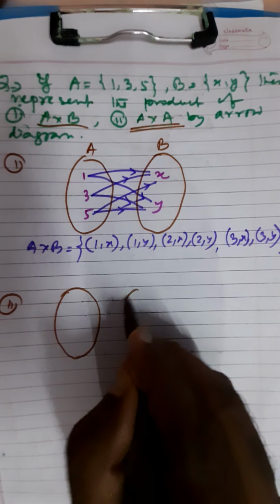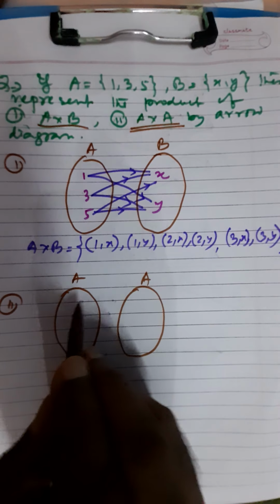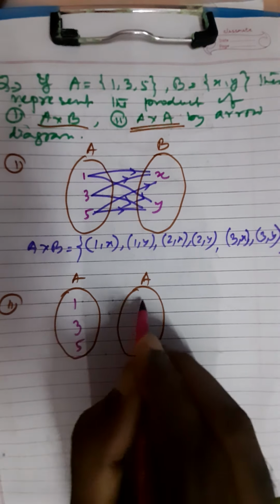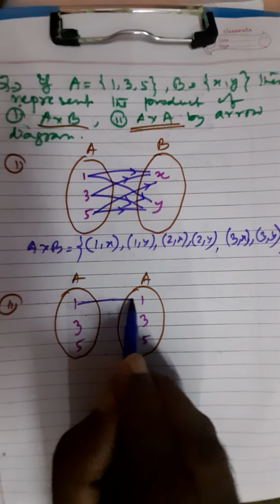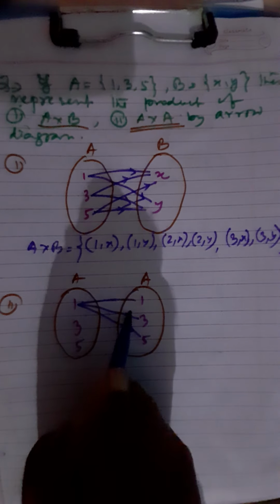This is A. This is also A. What are the elements of A? 1, 3, 5. Also 1, 3, 5. So A cross A, what will we write? 1 is associated with 1, 1 is associated with 3, 1 is associated with 5.